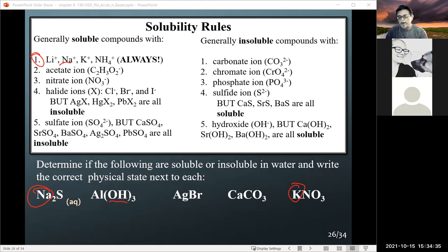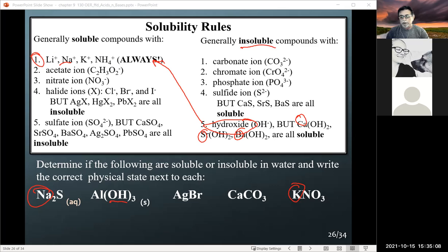Hydroxide, aluminum hydroxide. Okay, so we go to the hydroxides. It's number 5 right here. It is in the insoluble column, so it is insoluble, but let's verify it. Unless it's bonded, like we said, to the big 4 or calcium, barium, or strontium, of which aluminum is not. So therefore, aluminum hydroxide is insoluble. But there's, again, a little bit in solution.